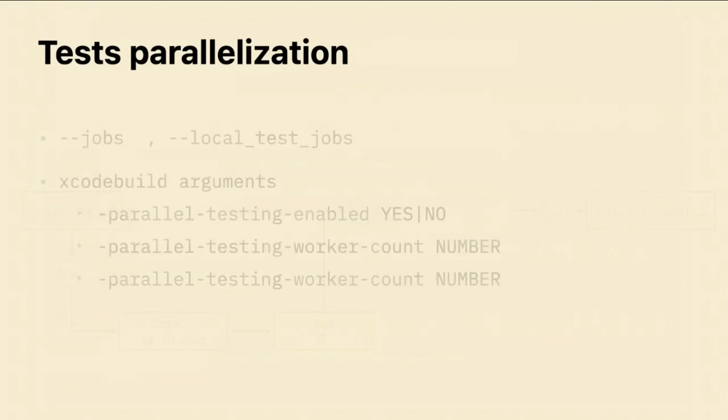Bazel by default already runs a lot of things in parallel, right? With the jobs and local test jobs options, we can kind of control, I mean, along with a lot of other things as well, some stuff about test parallelization. But Bazel parallelization happens on the bundle level. So if you have two bundles, we can run and test them in parallel. But this doesn't allow us to run tests inside these bundles in parallel.